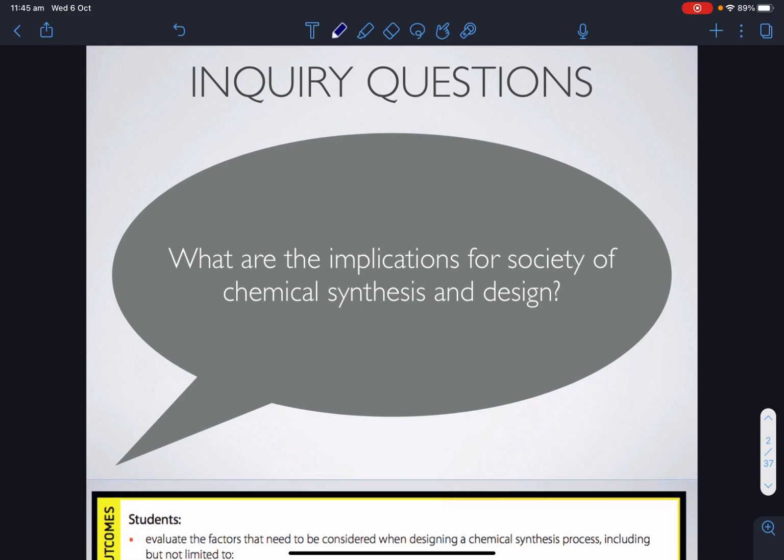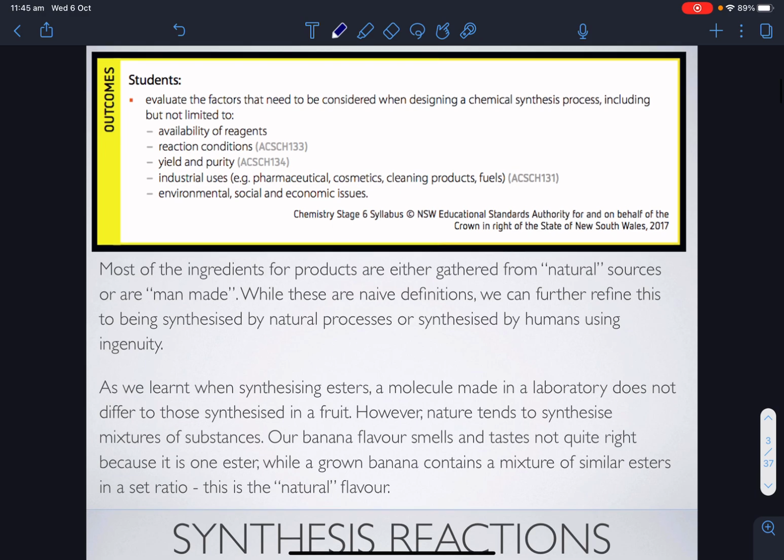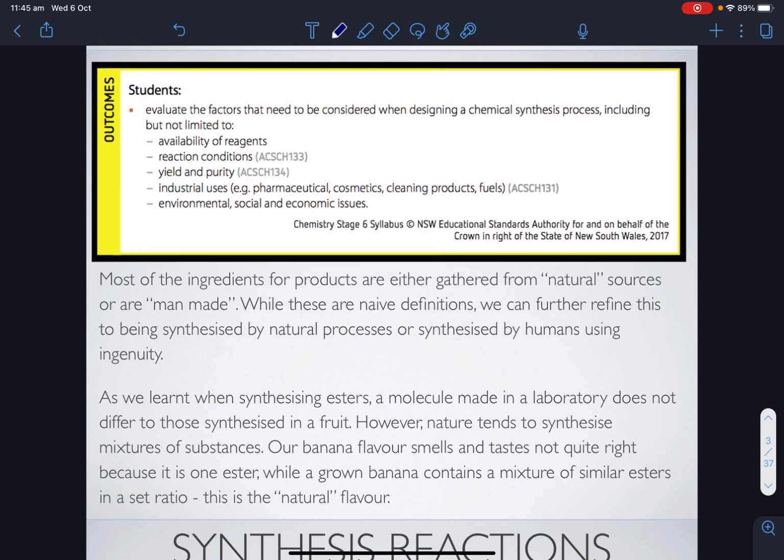So we're talking about, or the last part, implications for society of chemical synthesis and design. So there's one syllabus point. We're evaluating factors that need to be considered when we're designing chemical synthesis processes, or we're making stuff chemically, and usually industrially too. Okay, so we need to talk about these things: availability of reagents, not too much, reaction conditions. We've already talked a lot about that, and it still goes back to Le Chatelier's principle as well. Yield and purity are new, but they're little kind of tacked on subjects, which we'll talk about first.